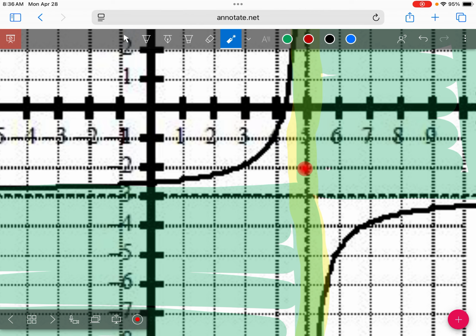notice that it went up 2, hopped over 1. So where they came together, everybody look at the board. It went up 2, hopped over 1. So that's a point here.